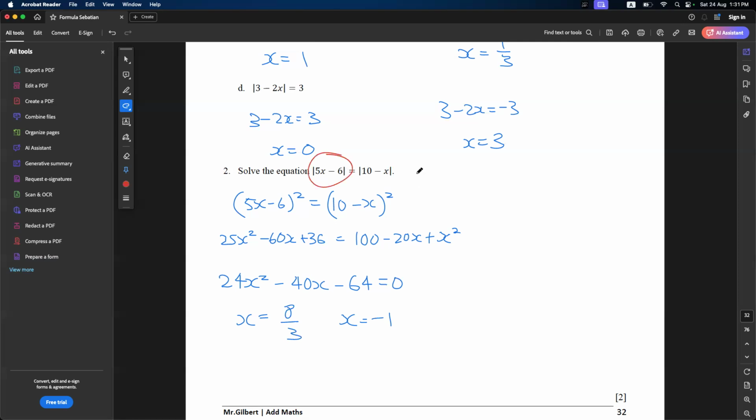So with modulus, like I mentioned earlier, you have positive and negative, right? When you equate here, you also have positive and negative. So the combinations can be either the positive of 5x minus 6 equals the positive of 10 minus x, or the positive of this equals the negative of this, or the negative of this equals the positive of this. Lastly, the negative of this equals the negative of this.